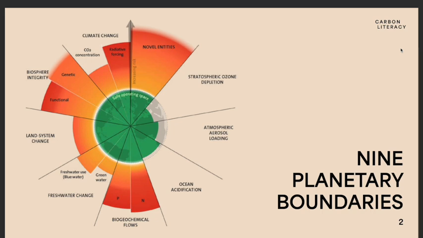The next category, atmospheric aerosol loading, could be used to describe air pollution. And air pollution, again, has a really specific data measurement. PM2.5 is the data measurement used for air pollution, or particulate matter 2.5.